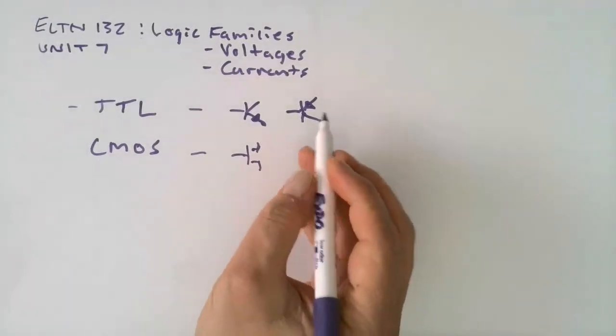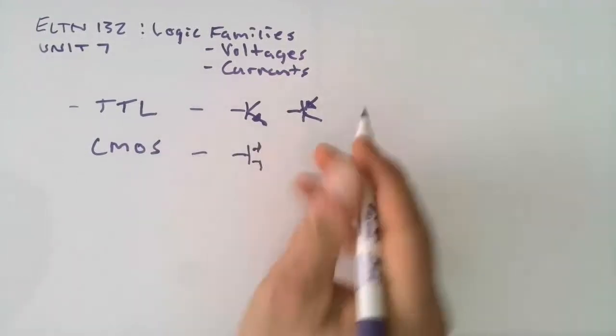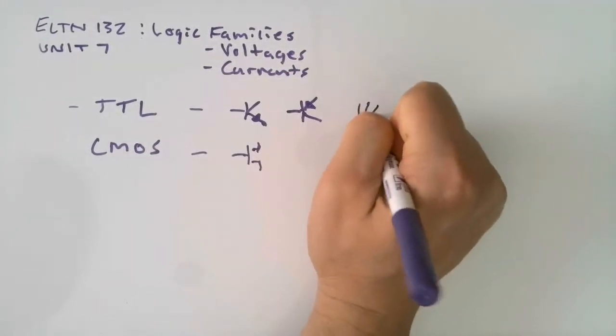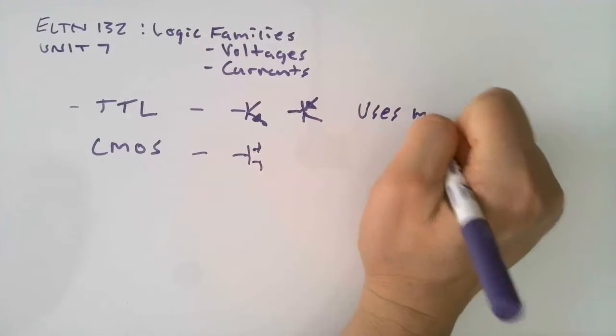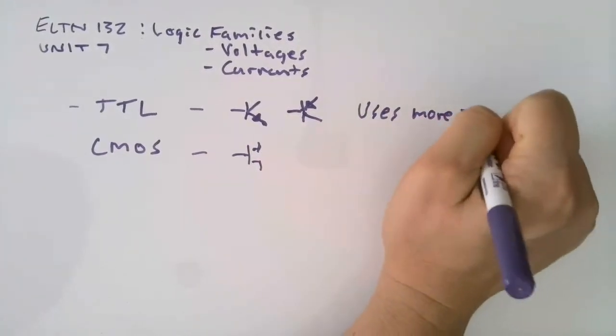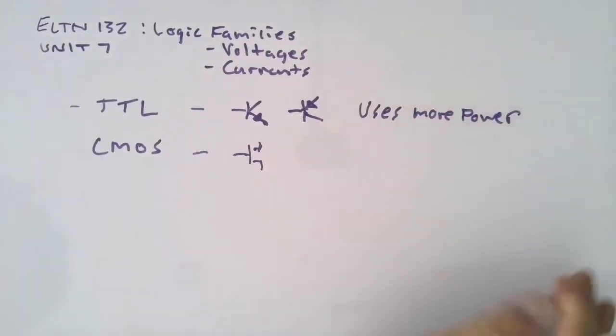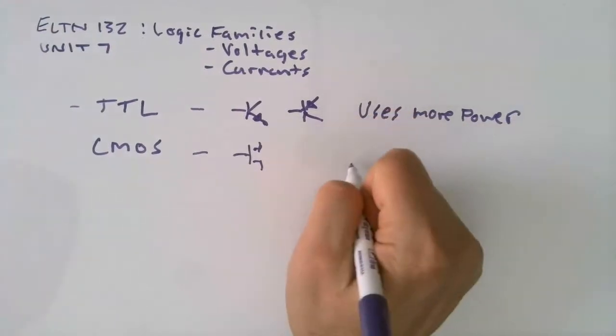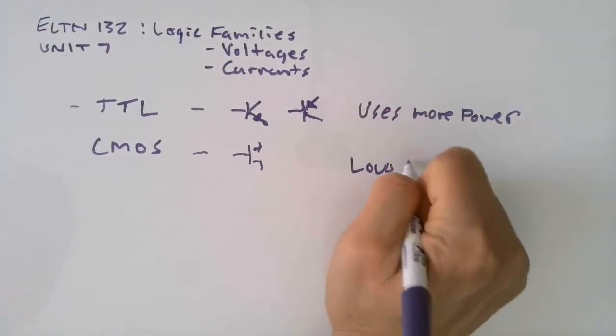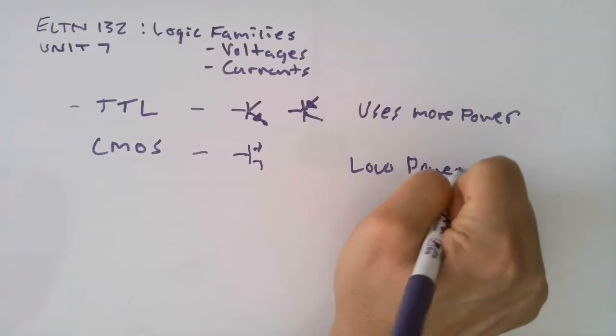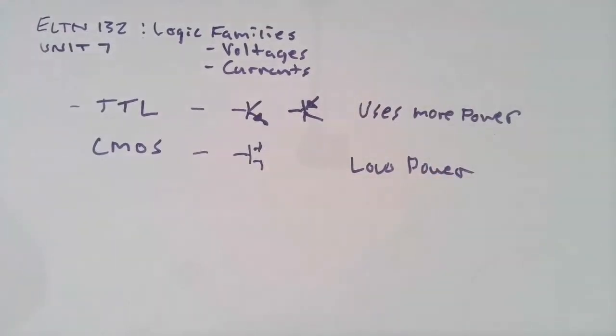First of all, when you think of TTL, this is the older family, it uses more power. And the CMOS devices are very low power devices. And that became significant, obviously, as you started getting larger systems that were being designed to be in portable systems. Low power became much more significant.